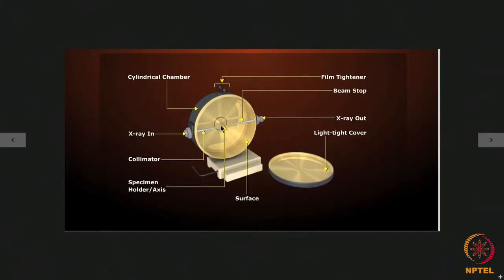Now if we look in this camera, this is where the specimen is fixed on the specimen holder. X-rays pass through a hole made over here, and the direct X-ray comes out through a hole over here. Now this is what is known as the beam stop, and here you have a heavy metal, for example lead glass, to stop the direct beam. Now here we have what is known as the film tightener.